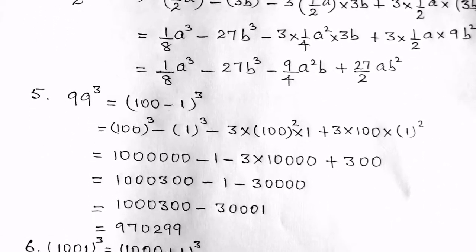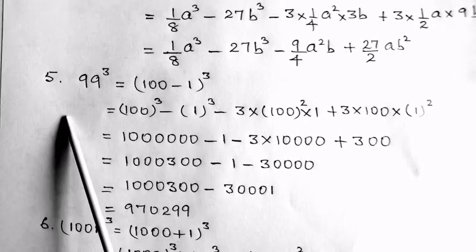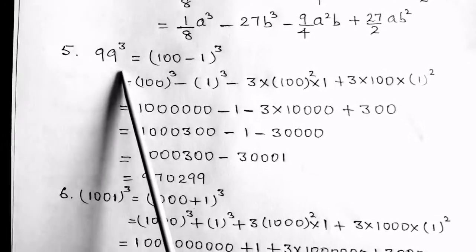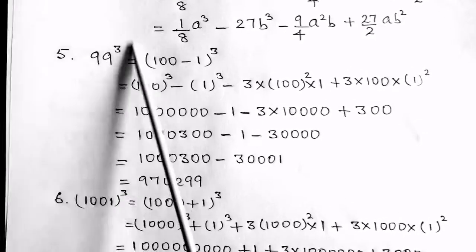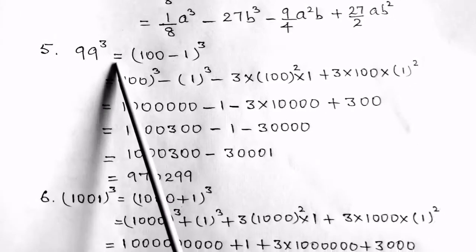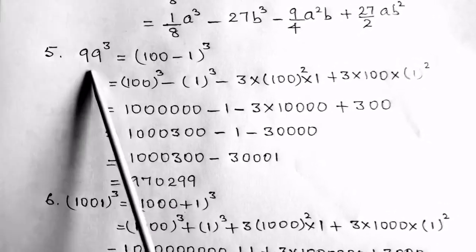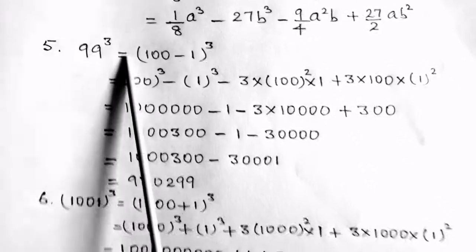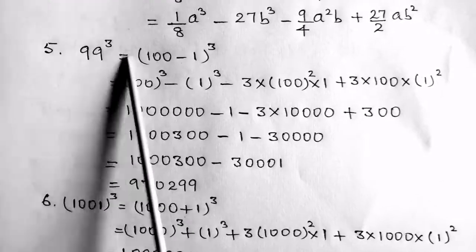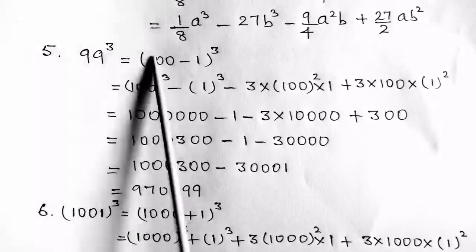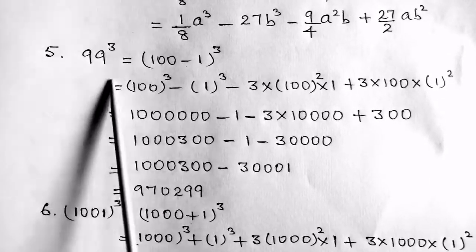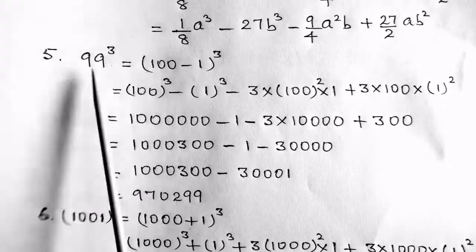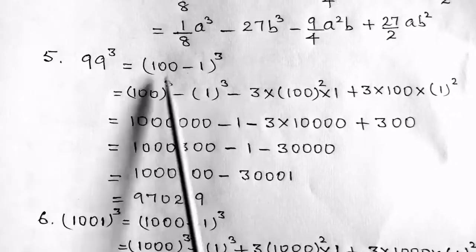Next is cube of 99, right? So generally in the question it's written: using a suitable identity, evaluate. So it's not like you multiply 99 three times, 99 into 99 into 99, you won't be getting marks for that. So we have to use the identity unless it's mentioned. If nothing is being written, then you can write 99 into 99 into 99 and get the answer. But generally it's mentioned to use a suitable identity. So 99 can be written as 100 minus 1, so cube of (100 − 1).